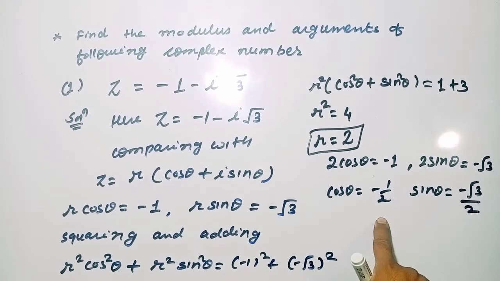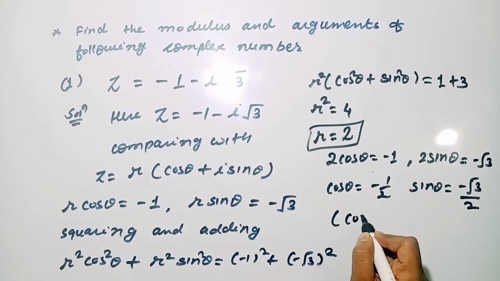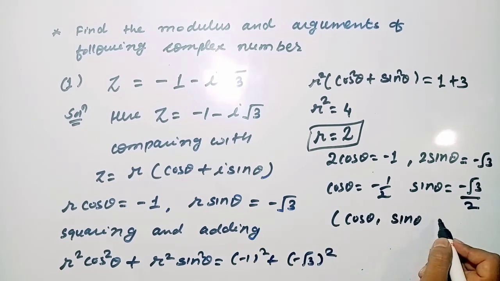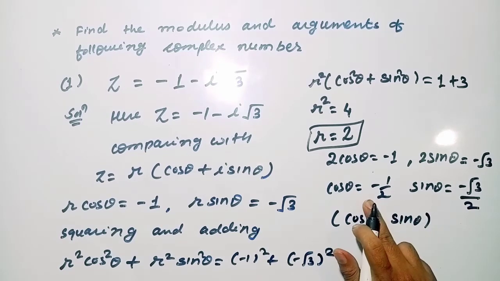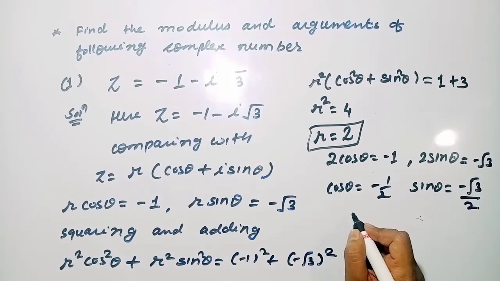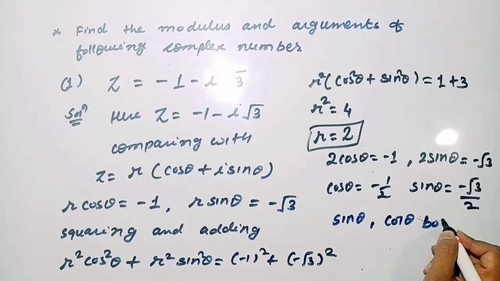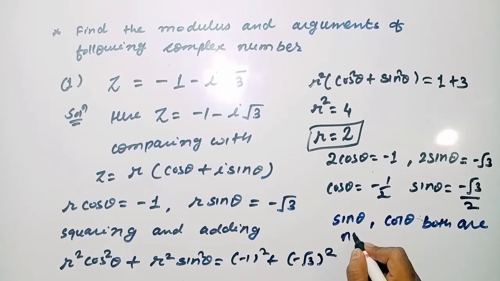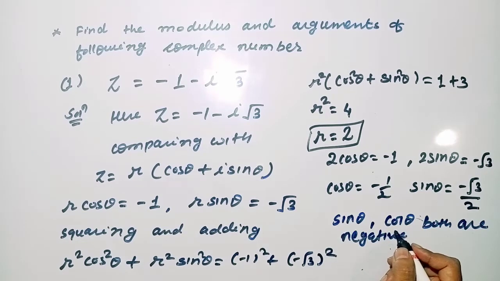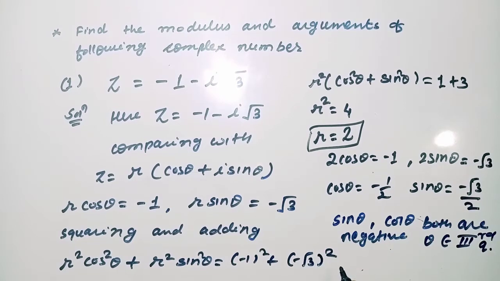Here we can see that cos theta, meaning the x coordinate, is negative, and sin theta is also negative, meaning x and y both the coordinates are negative. So theta lies in which quadrant? Third quadrant, because in the third quadrant all the points will be negative, so sin theta and cos theta both are negative. So the argument lies in the third quadrant, right students? In the third quadrant we have to find out the arguments.